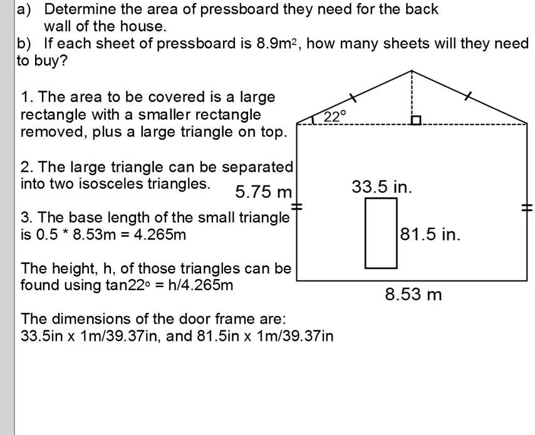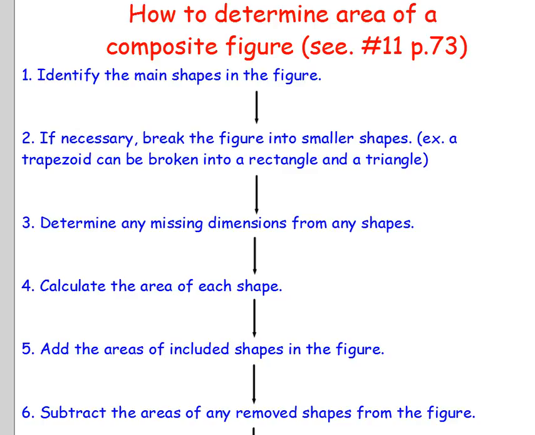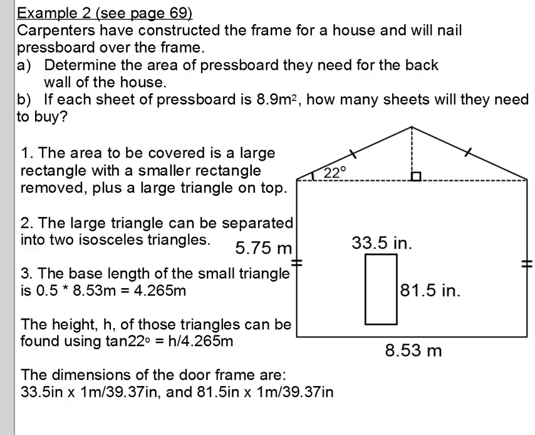In step 3, going back to our flowchart here, determine any missing dimensions from any shape. So we need to find the height of the smaller triangles, and we also need to find dimensions in meters for the door frame. So the height of those triangles can be found using the tangent ratio. Tan of 22 would be height divided by adjacent side, which would be 4.265 meters, which we've determined by just taking half of that floor length, 8.53.